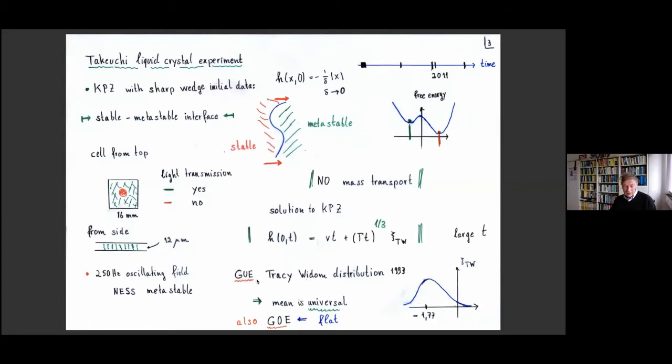This is true for what people call the Gaussian unitary ensemble. There are also similar experiments where, instead of the unitary case, you get the orthogonal case. But for this, you have to take different initial conditions. Before I come to this, let me just show you what the results of the experiment are.